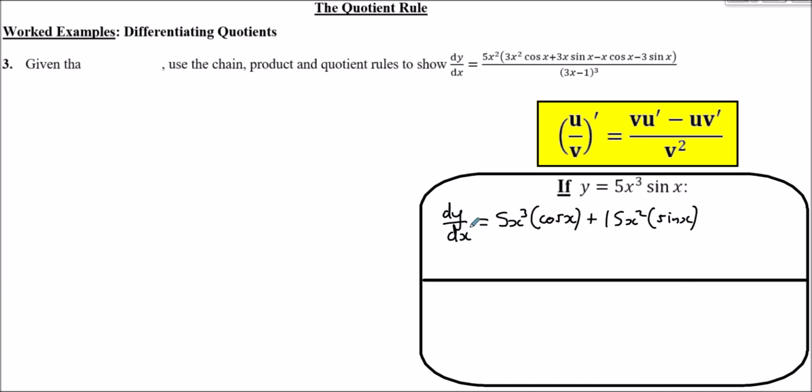That's okay as it is, but just for ease, you can see our target is to factorise out a 5x squared. We can do this now. Both of these values are a multiple of 5, and we can take out an x squared. So I'm going to rewrite this as 5x squared, brackets, x multiplied by cosine of x, plus 3 lots of sine x.